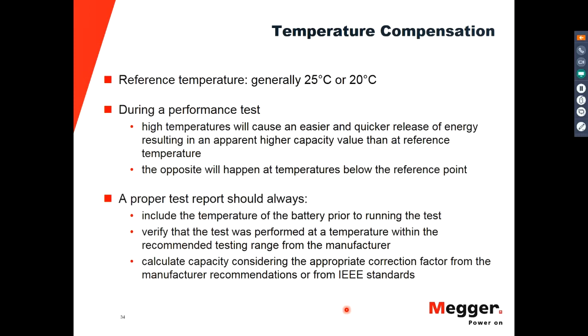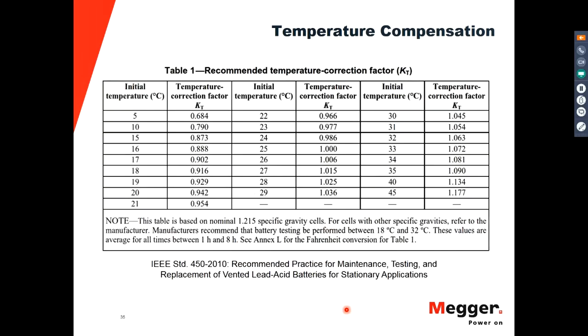correction of the result. When you are reviewing the results, you should always look for that temperature of the battery, and you should confirm that the result was corrected for that temperature. The IEEE includes those tables for you to correct. Here we have the example of the table for the vented lead acid batteries, and this is for the time corrected method.